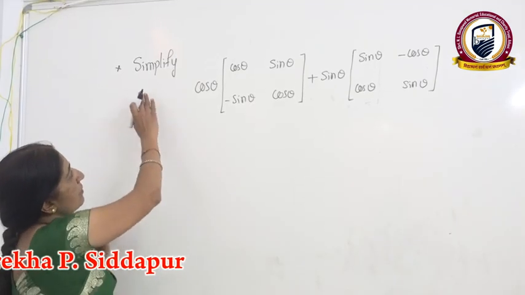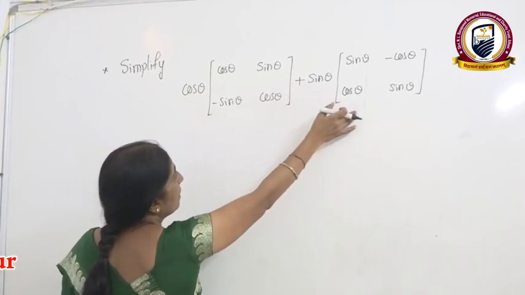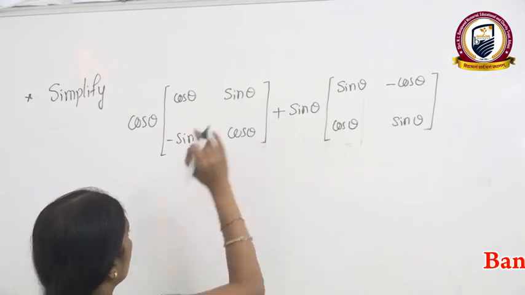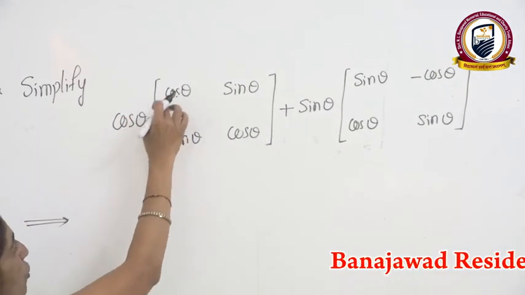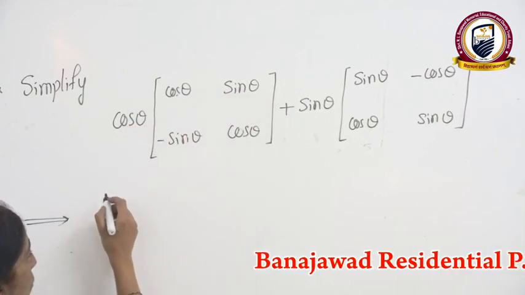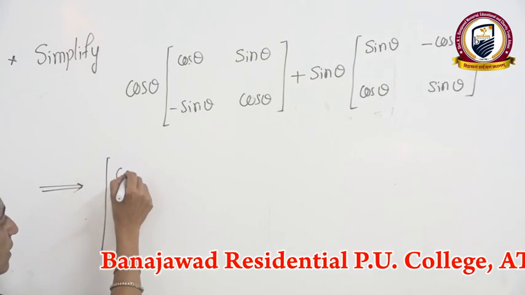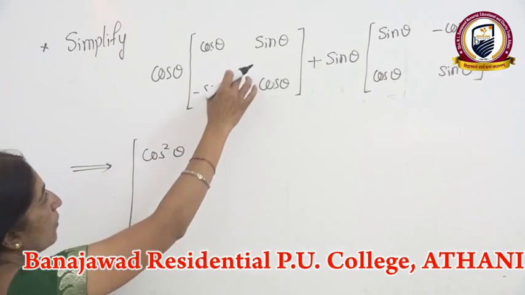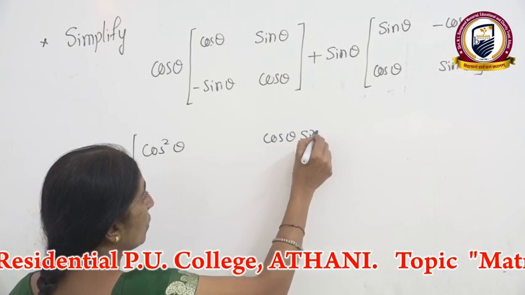Here the next question is just simplify. Here the question is given two matrices and outside we have cos theta and sin theta. In the first one, what you are doing? In the first one, each element is multiplied with cos theta. So how you are writing? Cos theta into cos theta is cos square theta. And what about the next element? This is cos theta into sin theta.